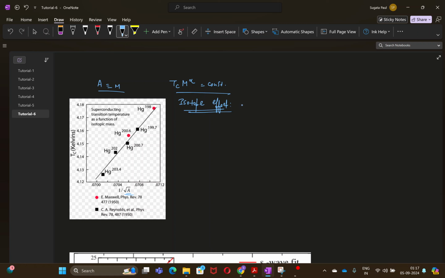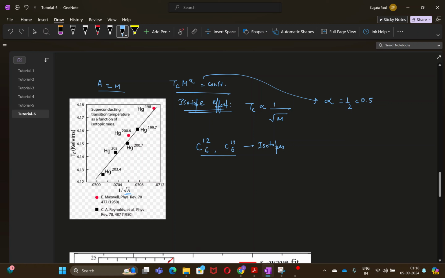Experimentally it was seen for different materials that your TC actually goes as proportional to 1 by root over of M. So essentially this alpha exponent's value should be half or 0.5. This is verified from experiments, but the original isotope effect concept is that if you have isotopes of the same element, for example, you can simply take a carbon atom. Carbon can be C12 or C13, and they both are isotopes of carbon.